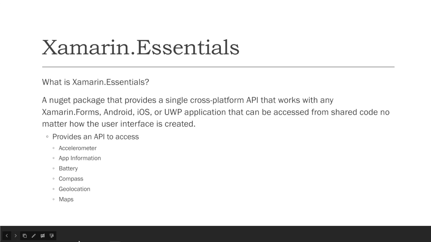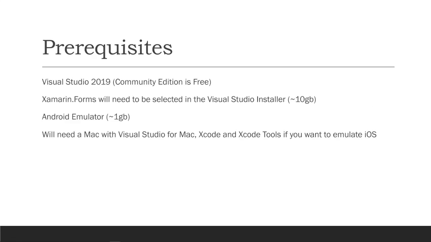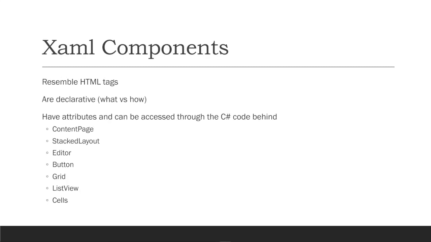So to get started with Xamarin Forms, you'll need a couple things. You'll need Visual Studio 2019. The community edition is free for download. You'll need Xamarin Forms. XAML components resemble HTML tags. They are declarative, and they have attributes that you can access through the C# code behind. Some major XAML components are content page, stack layout, editor, button, grid, list view, and cells. Going through the Microsoft tutorial will familiarize you with these XAML components.